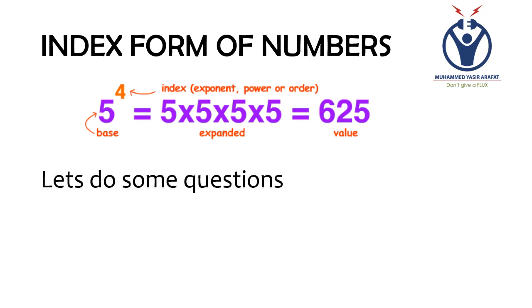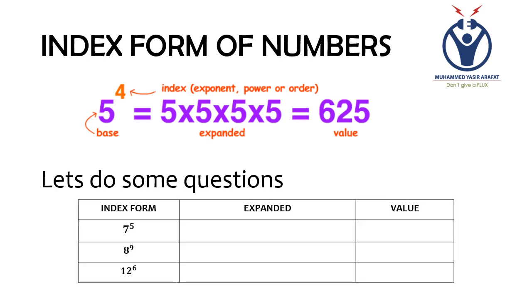Let's do some examples. In index form, we have 7 power 5. We can write 7 power 5 in expanded form as 7 multiplied by 7 multiplied by 7 multiplied by 7 multiplied by 7, writing 7 five times. After that, you will get the result 16,807.